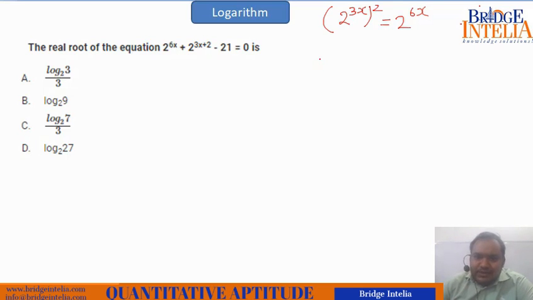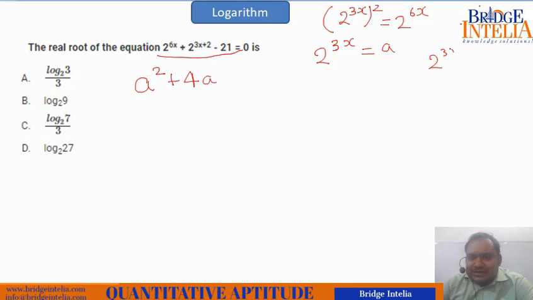So what to do as soon as you observe this? You can assume 2 to the power 3x to be equal to a. Now you see what this equation can be rephrased as. This equation can be rephrased as a square plus 4a, because 2 to the power 3x plus 2 can be written as 2 square, which will become 4 times 2 to the power 3x. So that's why a square plus 4a minus 21 is equal to 0.